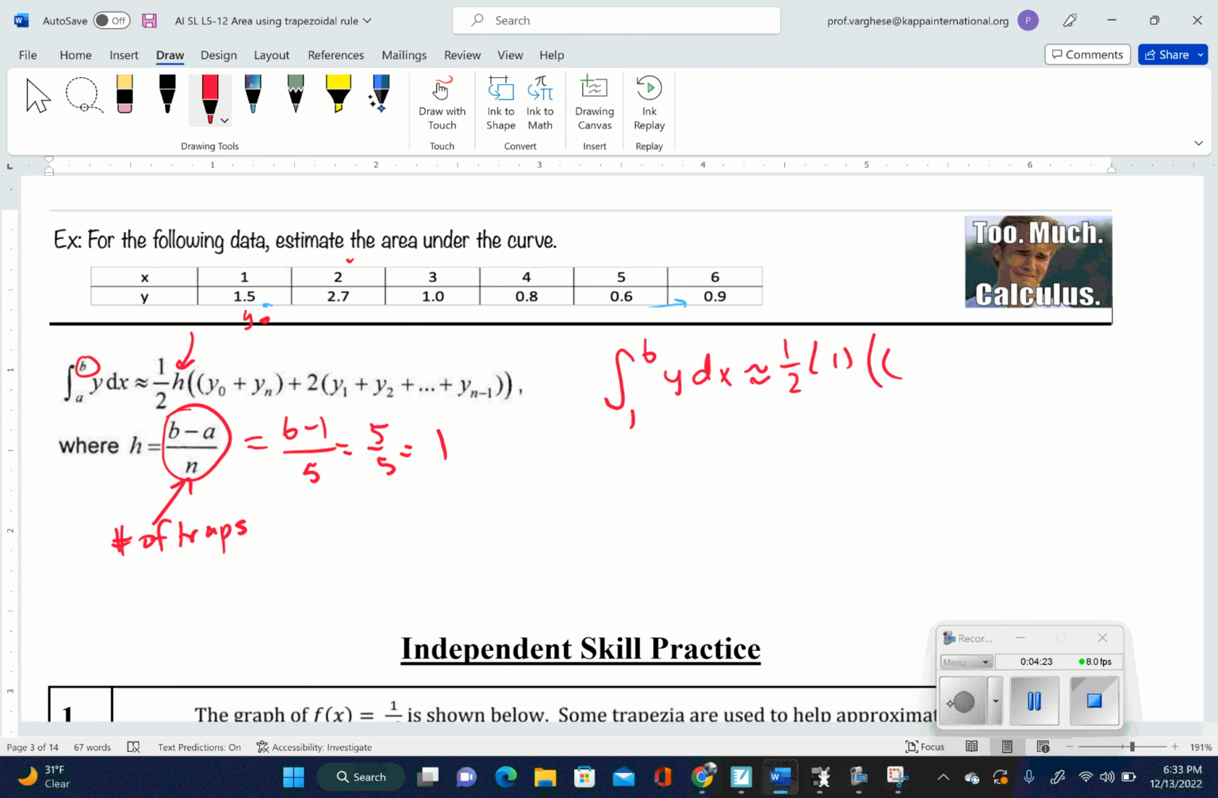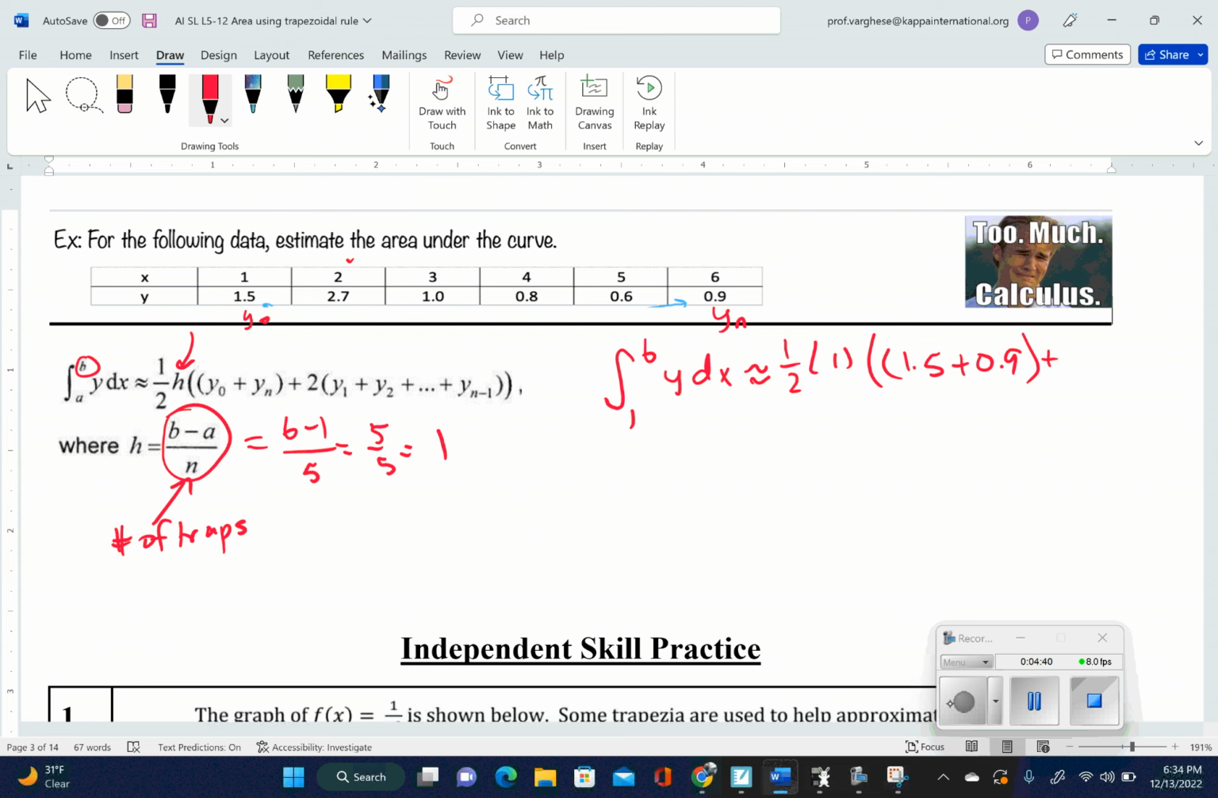So I'm going to put 1.5 there. And then our yn, which is the last term, here's our yn. So I'm going to put 0.9. I put a plus sign between it, 0.9. And then I'm going to go ahead and close parentheses, put a plus sign.